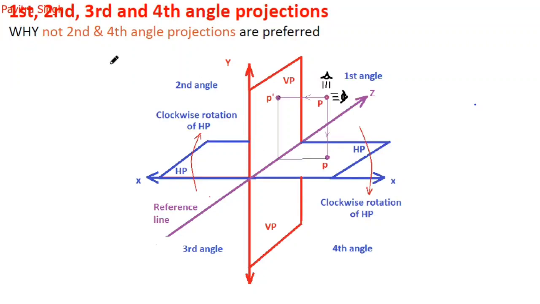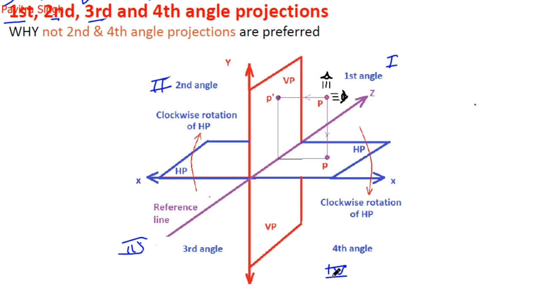Hello everyone. Now we will discuss various angle projections: first angle projection, second angle projection, third angle projection, fourth angle projection. So there are four types of projections. First angle projection is concerned with the first quadrant. Second angle projection is concerned with the second quadrant. Third angle projection is concerned with the third quadrant, and fourth angle projection is concerned with the fourth quadrant.